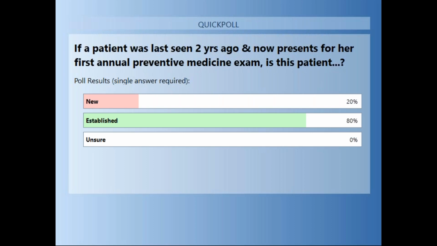Awesome. So the majority of you are correct. This would be an established patient. Just going by the CPT definition of new versus established, the 3-year cutoff, if it's the same physician or provider seeing the patient, or a provider within the same group, same specialty or subspecialty, it has to be more than 3 years to bill them as a new patient again. So established is correct. Great job, guys.